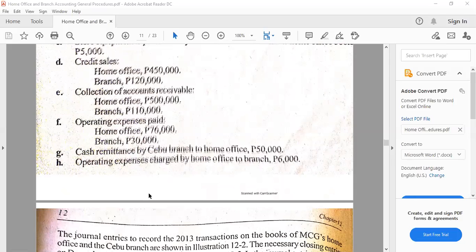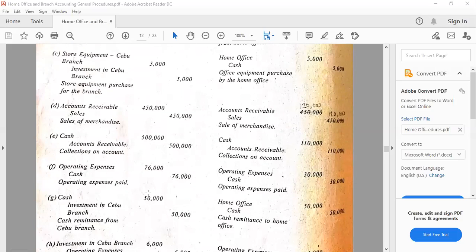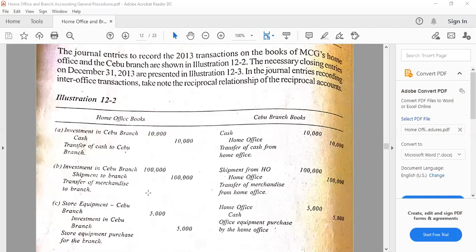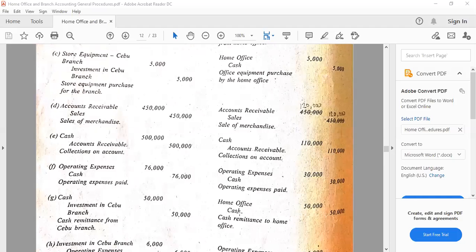Then operating expenses, so individual. Simply we can record that as debit various expenses and credit cash of 76,000 and 30,000 respectively. Then for letter G, cash remittance by Cebu branch to home office, 50,000. In this case, clearly the branch would credit cash because it is a remittance to home office. So the partner then is a debit to home office 50,000. And this is the entry on the part of the home office in its books of accounts.